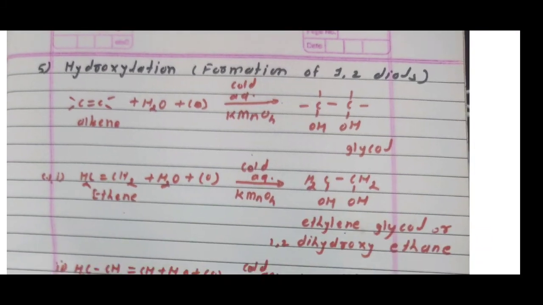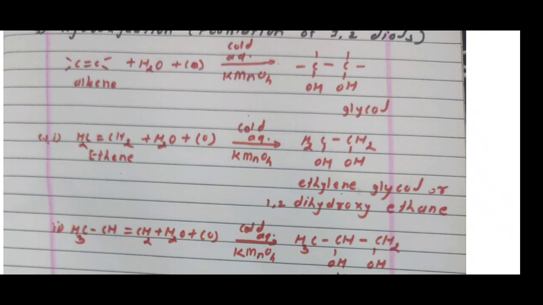Then I am taking here example ethene. Ethene reacts with cold aqueous KMnO4. Here CH2 double bond CH2, H2O, O, cold aqueous KMnO4, formation of CH2OH CH2OH. Here name of this compound is ethylene glycol, with one hydroxy group on carbon atom number 1 and another hydroxy group on carbon atom number 2. Therefore another name of ethylene glycol is 1,2-dihydroxy ethane. This is the hydroxylation product of ethene.